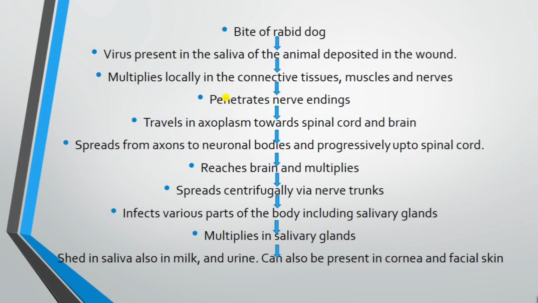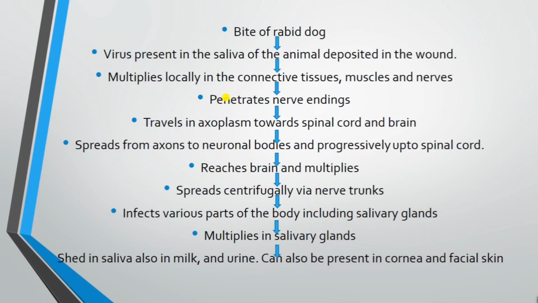And from the brain, it spreads centrifugally via nerve trunks and infects various parts of the body including the salivary glands. And again it multiplies in the salivary glands. It can shed in saliva. Other than that, it can also shed in milk and urine. It can also be present in the cornea and facial skin.